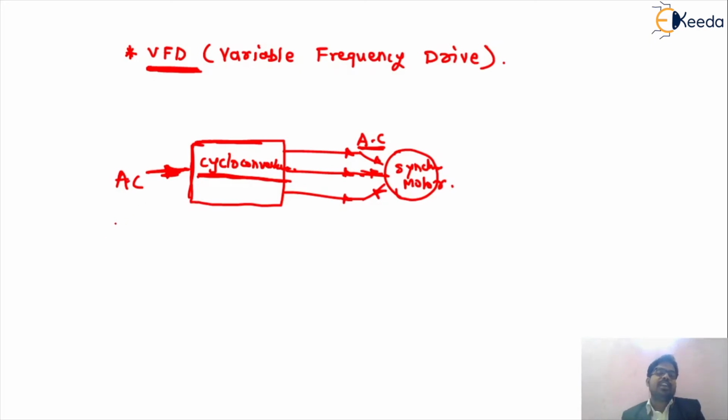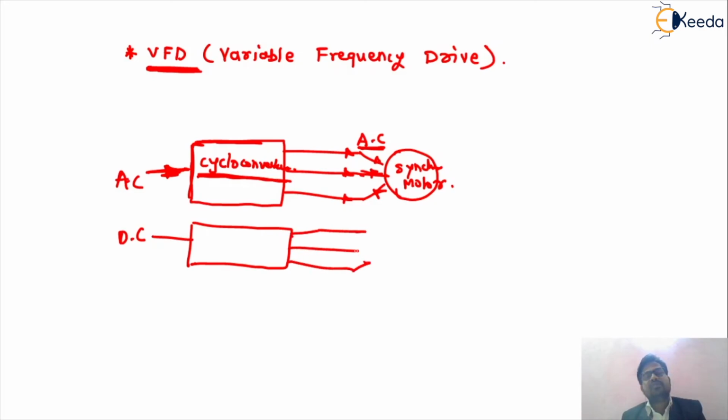Suppose we take the supply system as DC, and the motor is AC. So instead of the cycloconverter, we use a device which converts the DC supply into an alternating current supply. The supply is DC, and the supply requirement for your synchronous motor is AC. Now we are preferring the inverter.